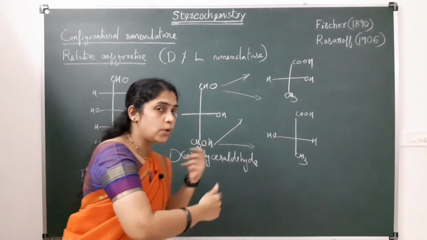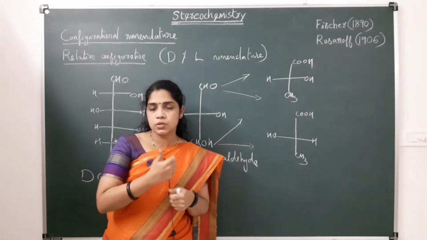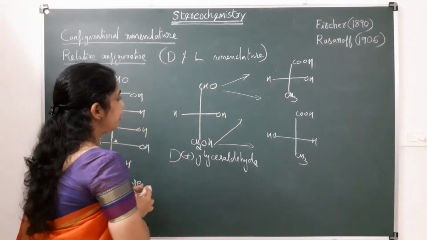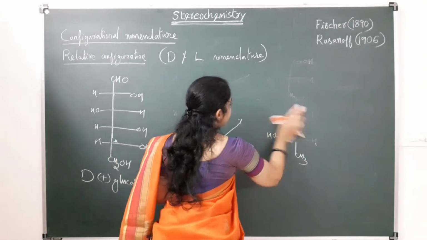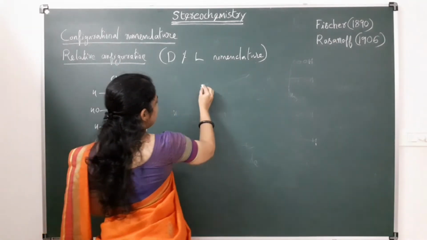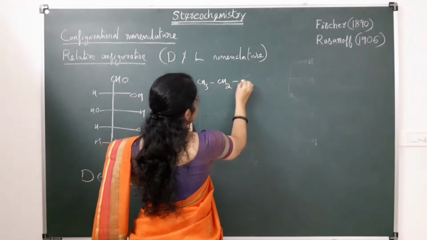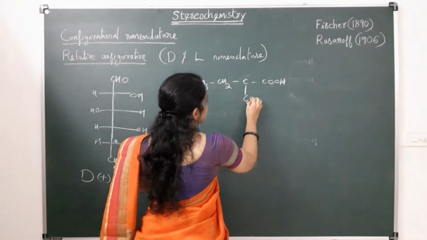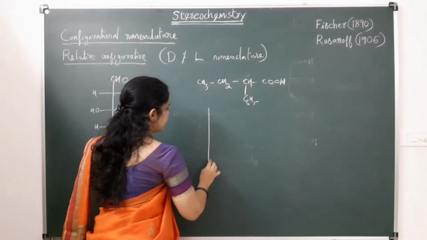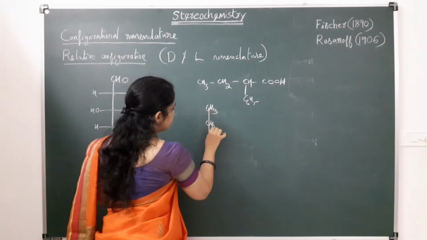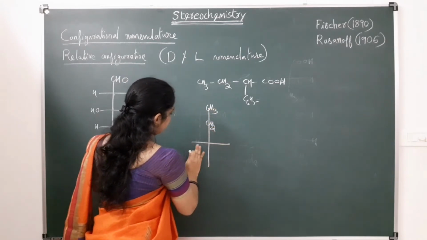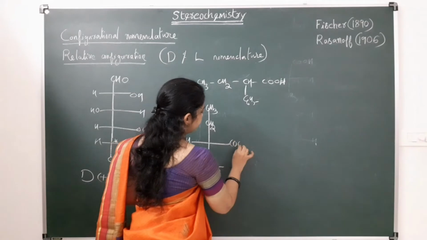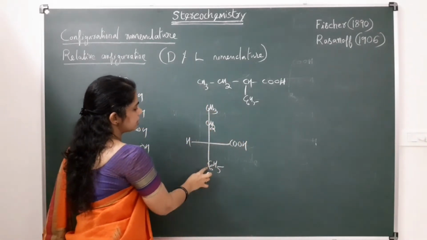But there also come limitations. Afterwards some limitations came. That is, in the case of 2-phenyl butanoic acid. Butanoic acid is CH3, CH2, C, COOH. 2-phenyl means C6H5, and here we can write in this way: CH3, CH2, here it is C6H5, here it is H and COOH. Okay, CH3, CH2, CH, C6H5, COOH.